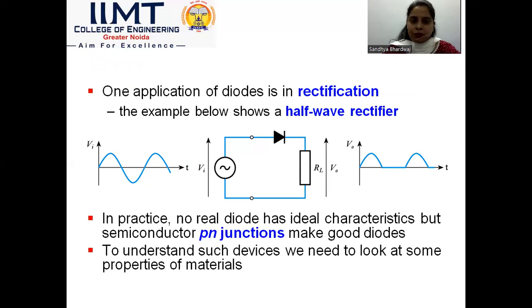Then the application of the diode is in rectification. The example below shows a half wave rectifier. In a half wave rectifier, a sinusoidal wave can accept only the positive cycle, not the negative cycle, as shown in the figure. In practice, no real diode has ideal characteristics, but semiconductor PN junctions make good diodes. So to understand such devices, we need to look at some properties of materials.